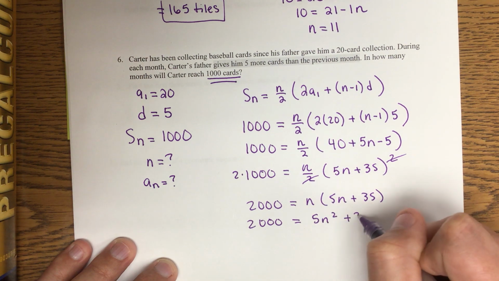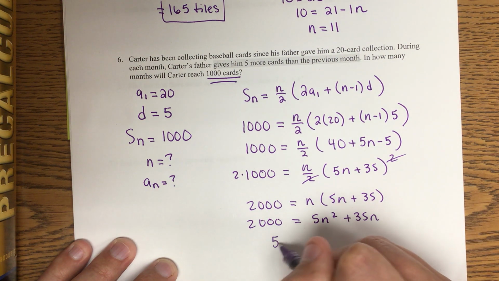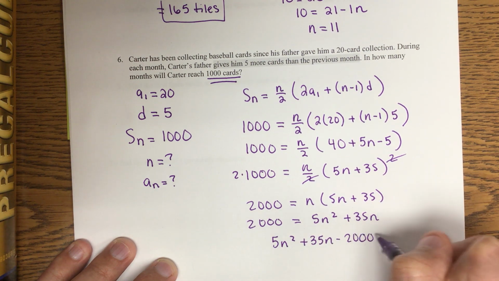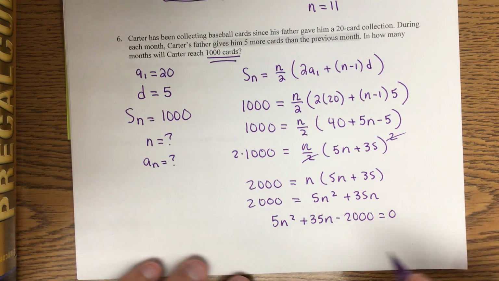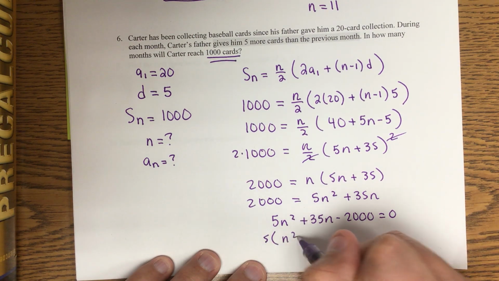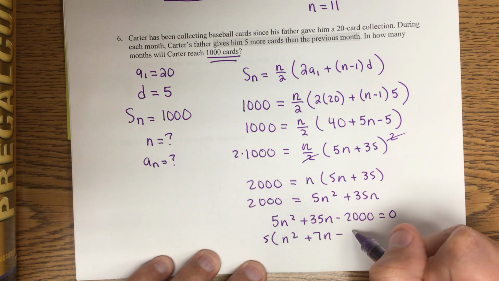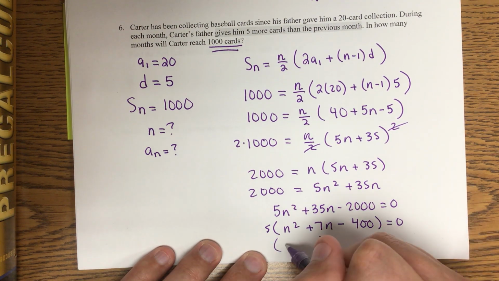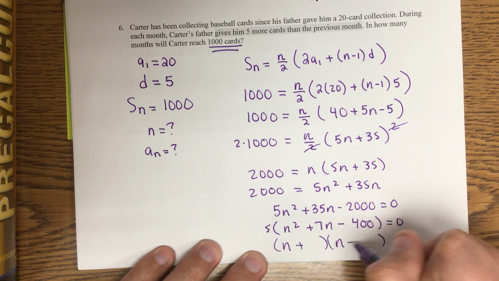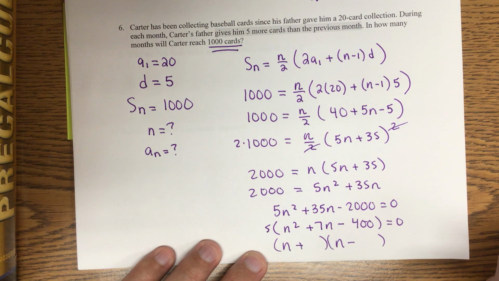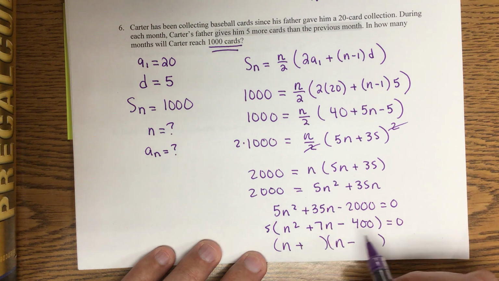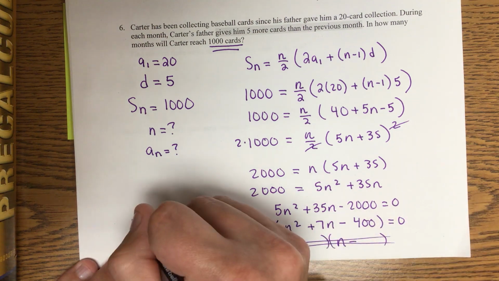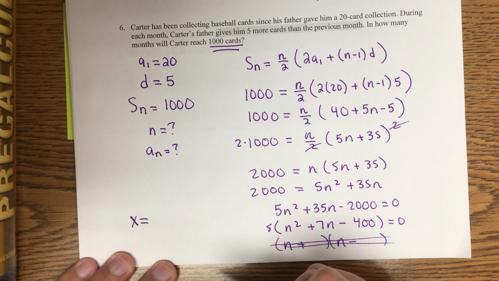So 5n squared plus 35n. I need to subtract the 2,000 over, and I have a quadratic. I have a GCF of 5, so this would be n squared plus 7n minus 400. And then I could factor this down. N plus minus factors of 400. Oh no, this doesn't factor. There are no factors of 400 that differ by 7. Oh, so I have to use quadratic formula. Man, this is not fun.